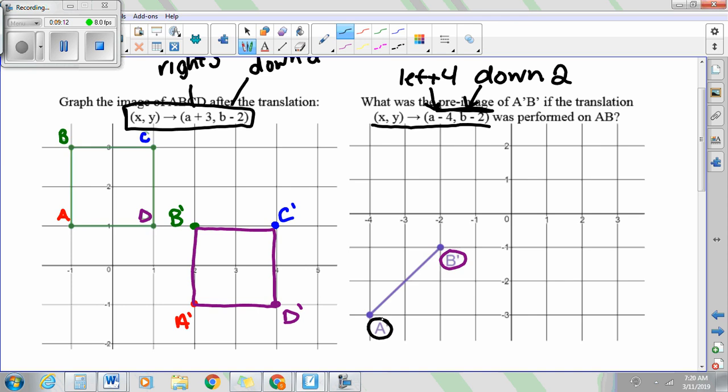So I'm going to start at A prime again. To find the original, I do the opposite. The opposite of left 4 would be to the right 4. The opposite of down 2 would be up 2. So here would be my original A. And again, check that. Go to the left 4, down 2, and I do end up at the image. For B prime, let's check that guy out. Opposite of left 4 and down 2 would be right 4 and up 2. For an original B, check it by going left 4 and down 2. Now notice that this is a line, which means my end result should also be a line. Sorry if I confused you there.